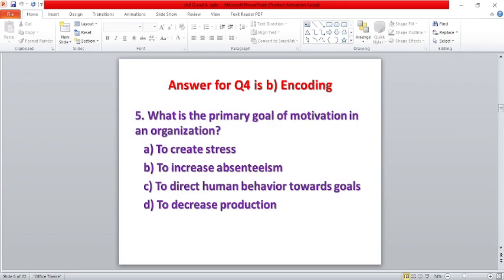Question number 5. What is the primary goal of motivation in an organization? A. To create stress. B. To increase absenteeism. C. To direct human behavior toward the goals. D. To decrease production. The answer for question number 5 is C. To direct human behavior toward the goals.